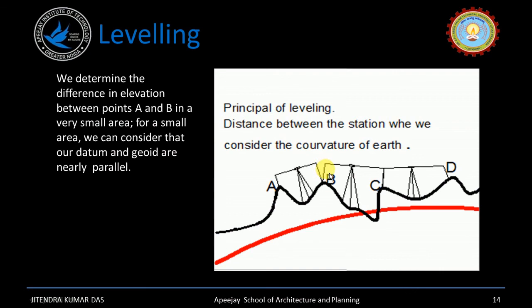We can break A to D into small parts like A-B, B-C, C-D, and we will create closure stations. In closure stations, what will happen? Suppose A-B is there. In that small section, the line of sight will be parallel to the geoid, and similarly in the case of BC and CD, this will happen, and we can easily determine the reduced levels of A, B, C, D respectively by that principle.